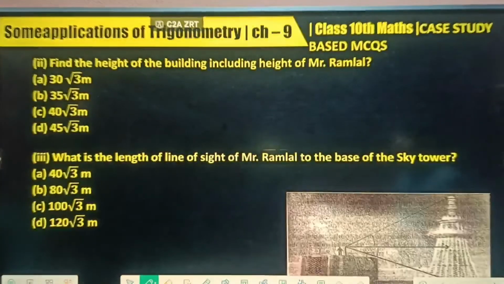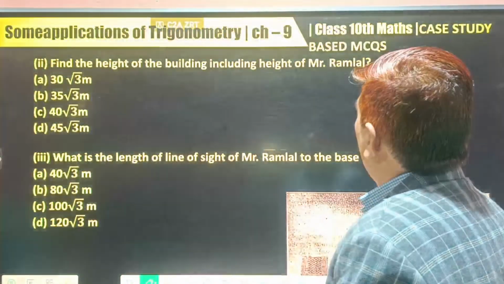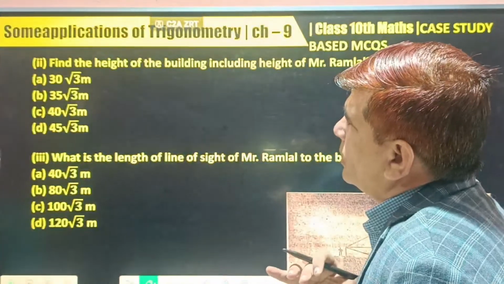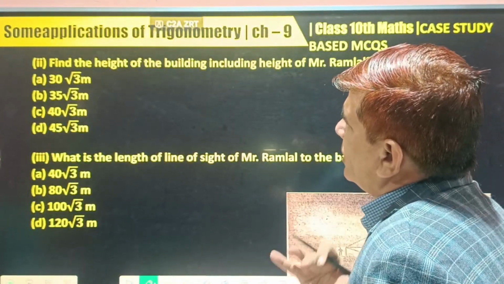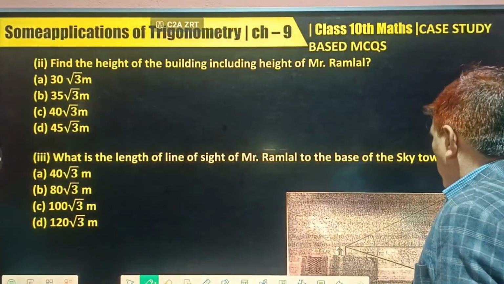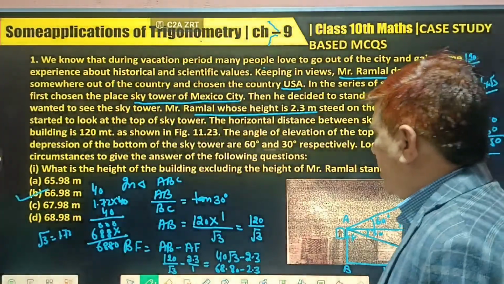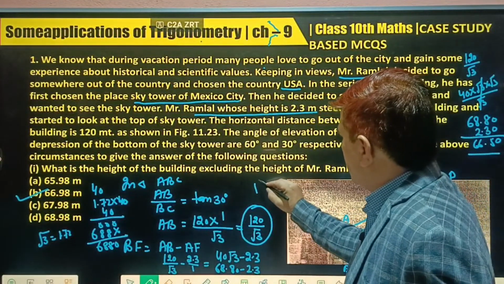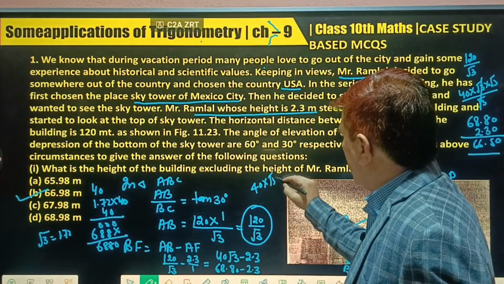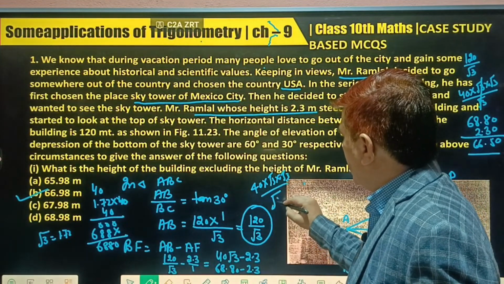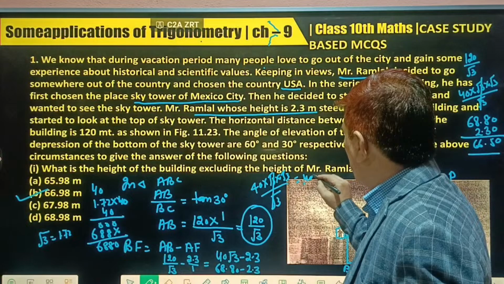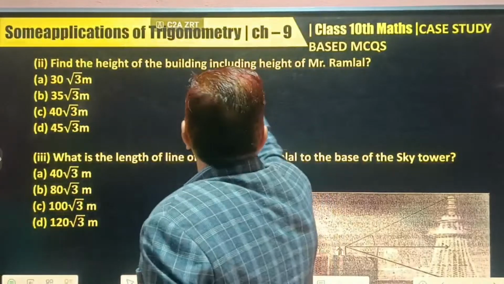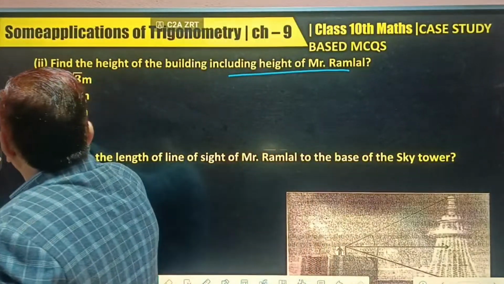Next is this. Find the height of the building including the height of Mr. Ramlal. So look here, what's AB? AB is this. We convert this: 140 into under root 3 into under root 3 by under root 3. So this cancels this. So how much are we left with? 40 under root 3. So what's the height of the building including Ramlal? 40 under root 3.